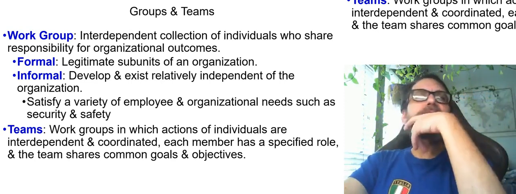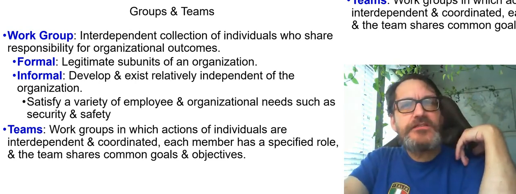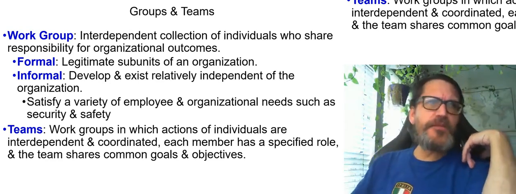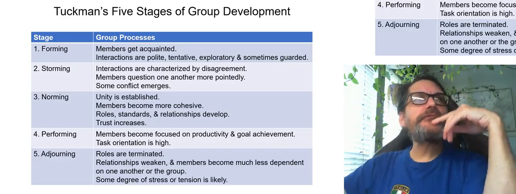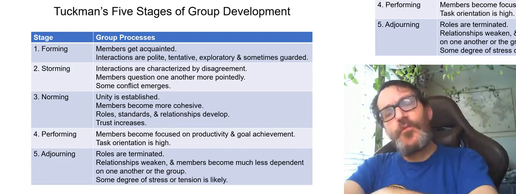A team is more formal. That is, we have a very specific task which must be performed, therefore we're going to create a team. So it's like a group, it's just more formalized. Okay? So the 5 stages where groups develop.